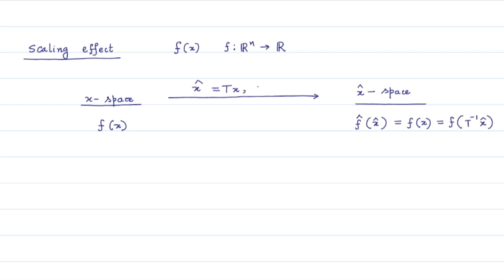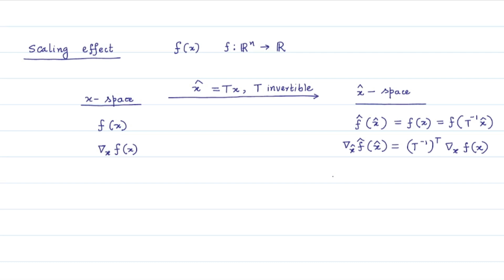Here this transformation matrix T is invertible. Now to compute the steepest descent direction at the current iterate xk, we compute the gradient in the x space, gradient with respect to x of the function f(x). In the x hat space, the gradient, you all know, is given in terms of the gradient in the x space by the expression T inverse transpose gradient x of the function f(x).